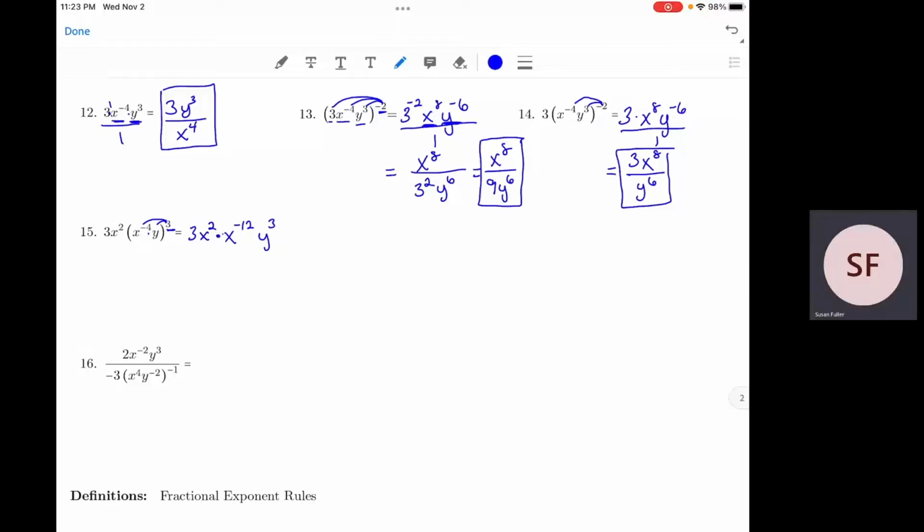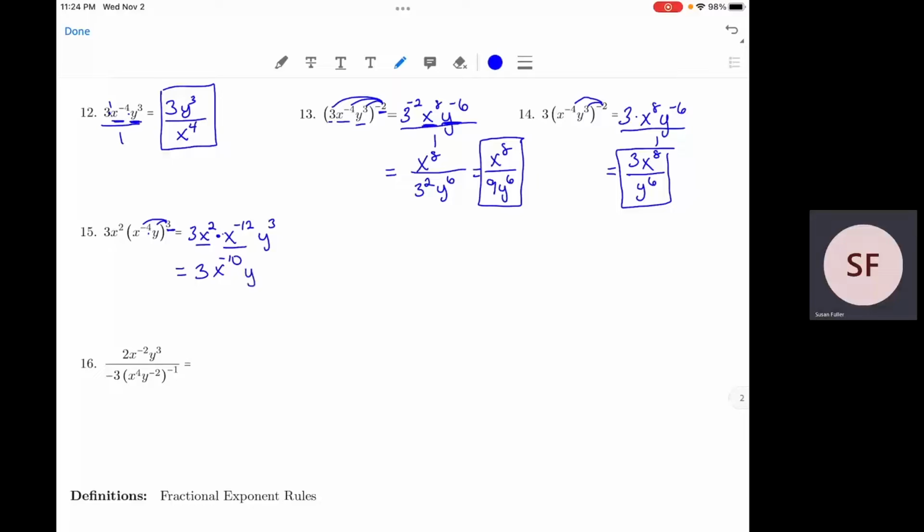I've got 2 things being multiplied here with the same base, so I can combine these and simplify a little bit. So I'm going to get 3 times x to the 2nd power times x to the -12th power. If I'm multiplying 2 things with the same base, I'm going to add those exponents. So I'm going to get x to the 2 plus -12. That's going to give me -10th power.